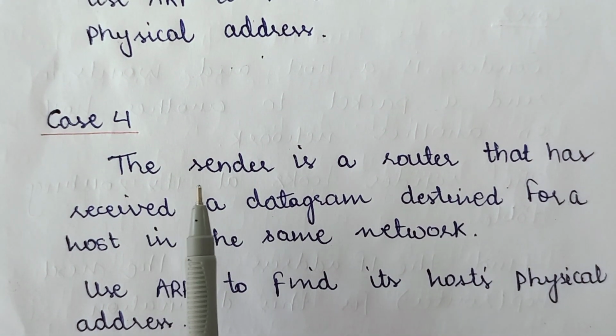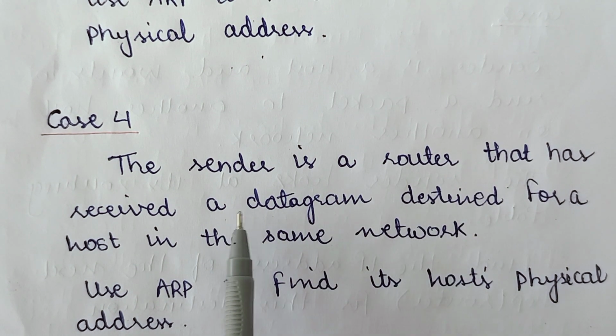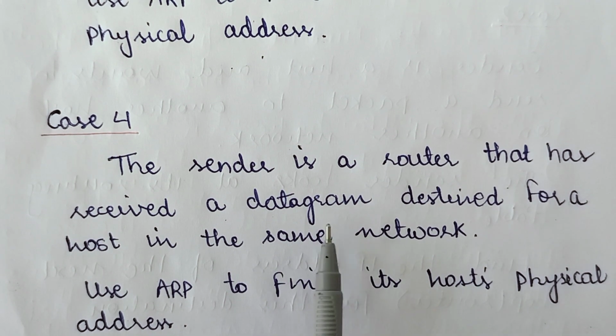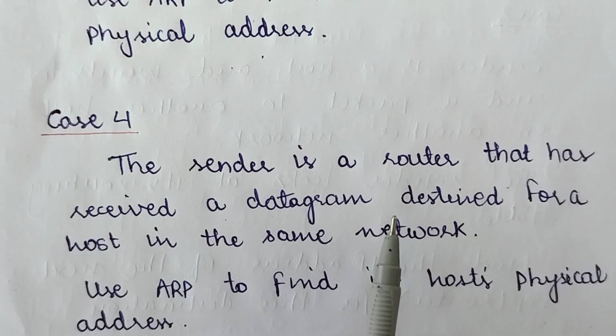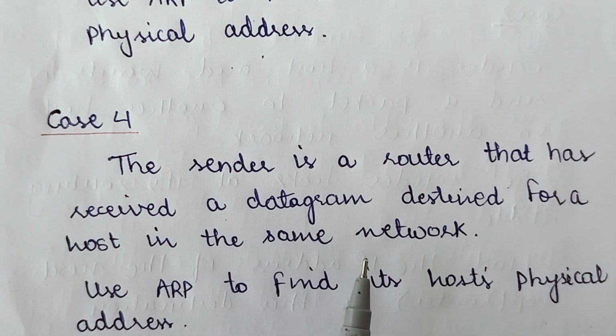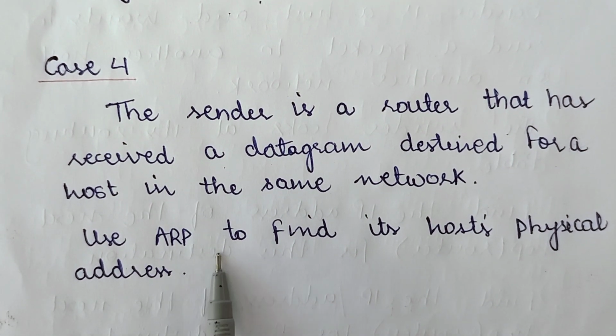Then is your case 4. The sender is the router here also. It has received a datagram through an incoming line, and now it is supposed to again transmit that datagram through an appropriate outgoing line so that it can reach the intended recipient. So the datagram is destined for a host in the same network here. Now unlike in case 3 where the datagram was destined for a host on another network, here in case 4 the datagram is destined for a host on the same network. So what it will do, it will use ARP to find the host's physical address.